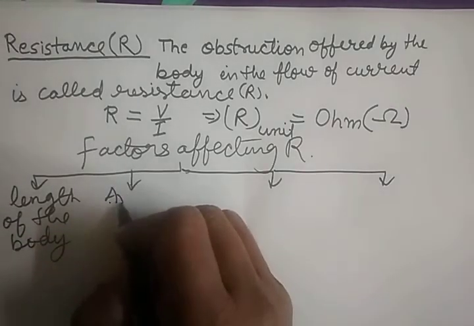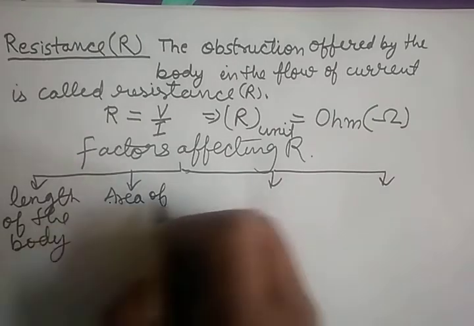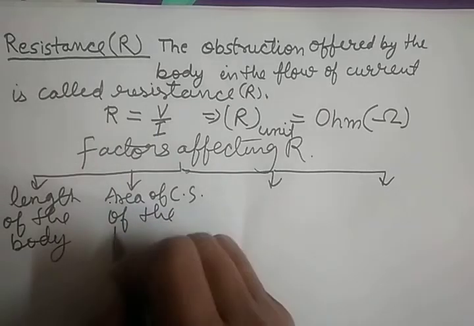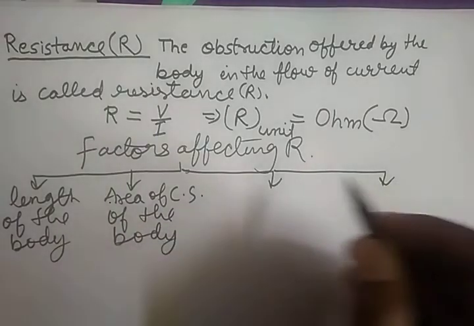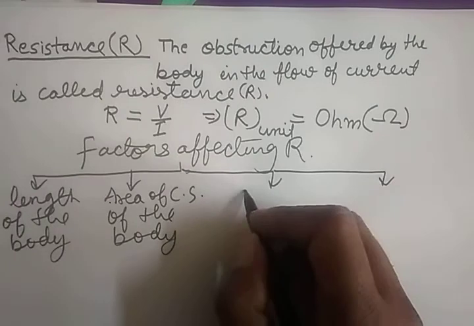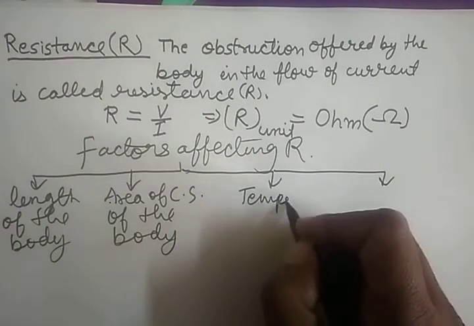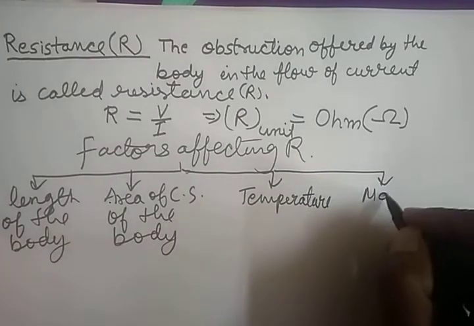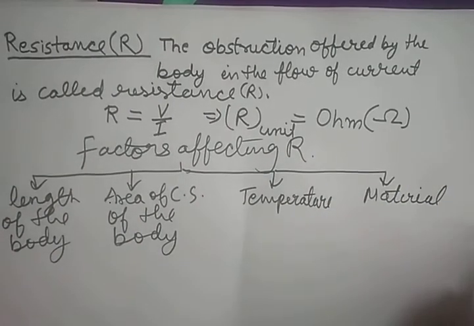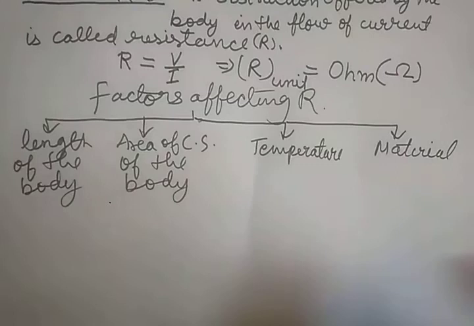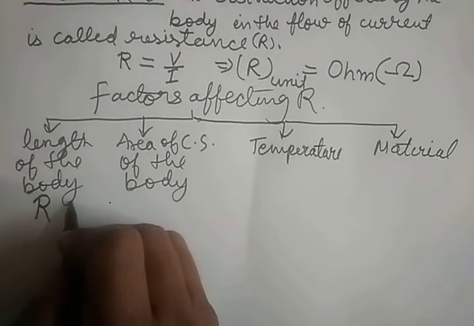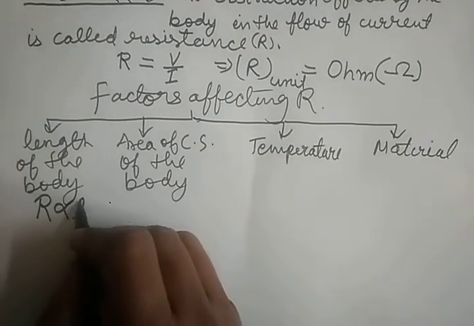Second, area of cross section of the body. Third, temperature. And fourth, material, means what are its constituents. So how does it depend upon length? The resistance of a body is directly proportional to length.